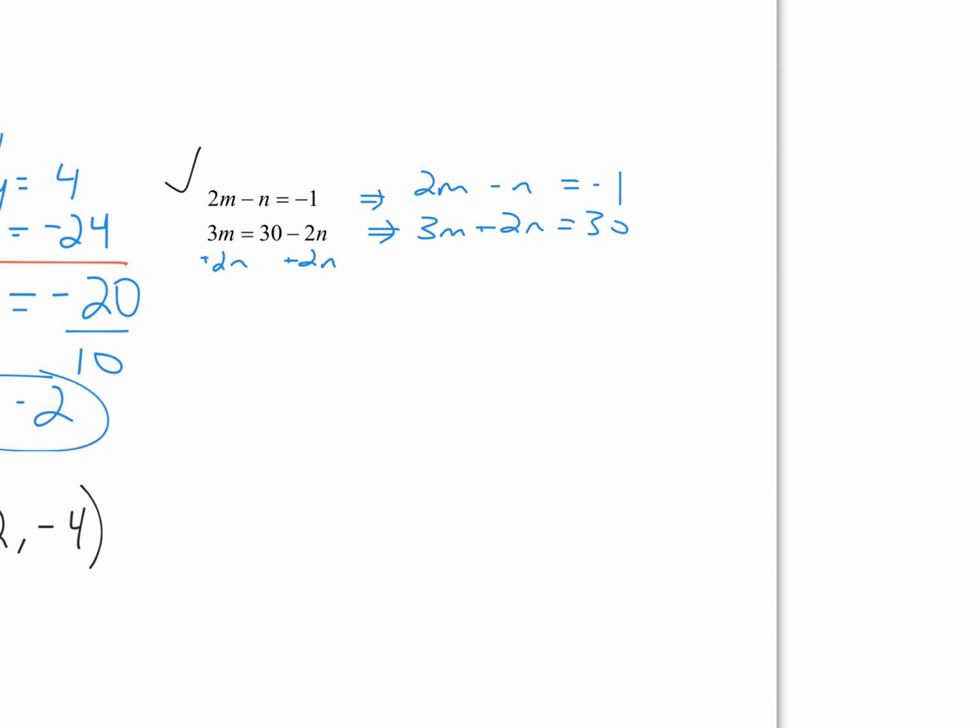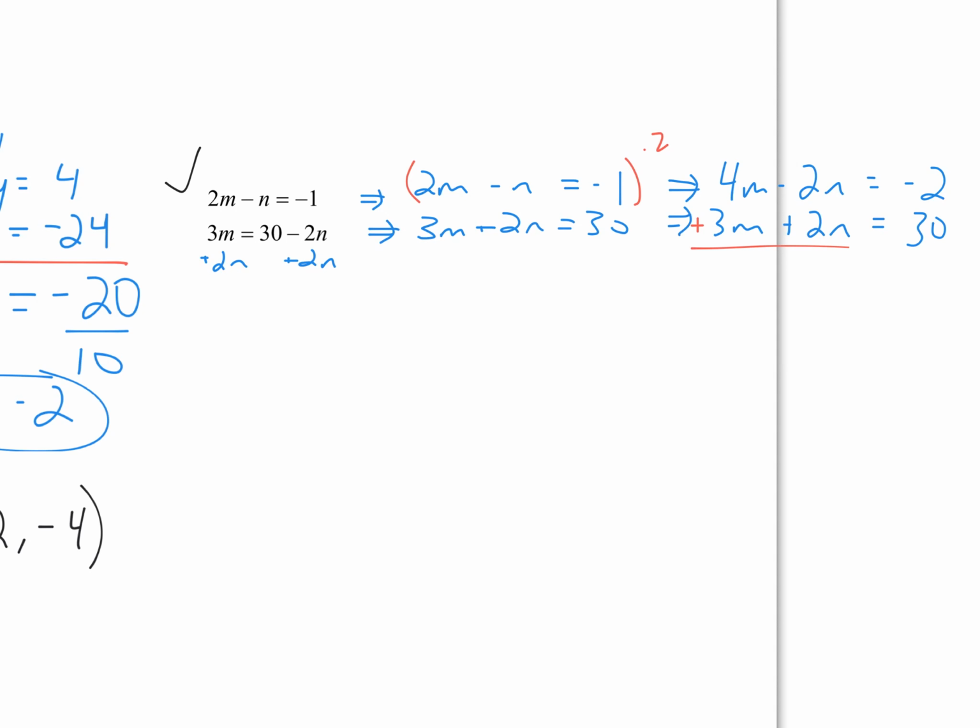So we need to look at any variable, either an m or an n, that we can get opposites. It looks like n is going to be that variable. So if I focus on n, this bottom one is plus 2n, so the top one needs to be minus 2n. That means I should multiply it by 2. Let me rewrite this. After everything is multiplied by 2, here's what I get. The bottom stays the same, because then we get opposite signs for the n's.